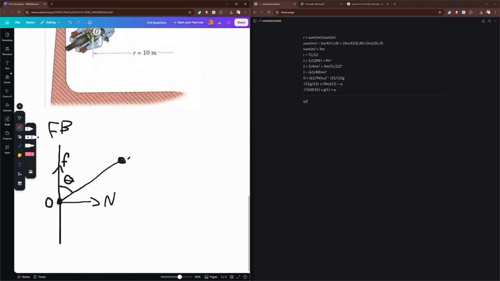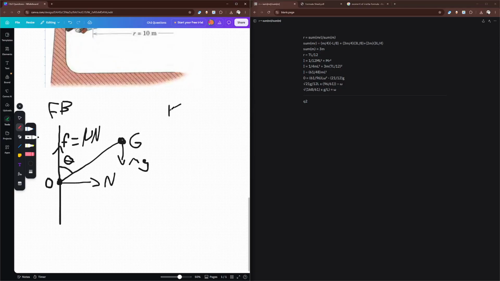His center of gravity is here. We're going to reduce him to this, which means mg acts over here, and as you can see, it is in line with opposing the friction, right? And then, friction is equal to mu N, of course, right? And then now we can look at our kinetic diagram.